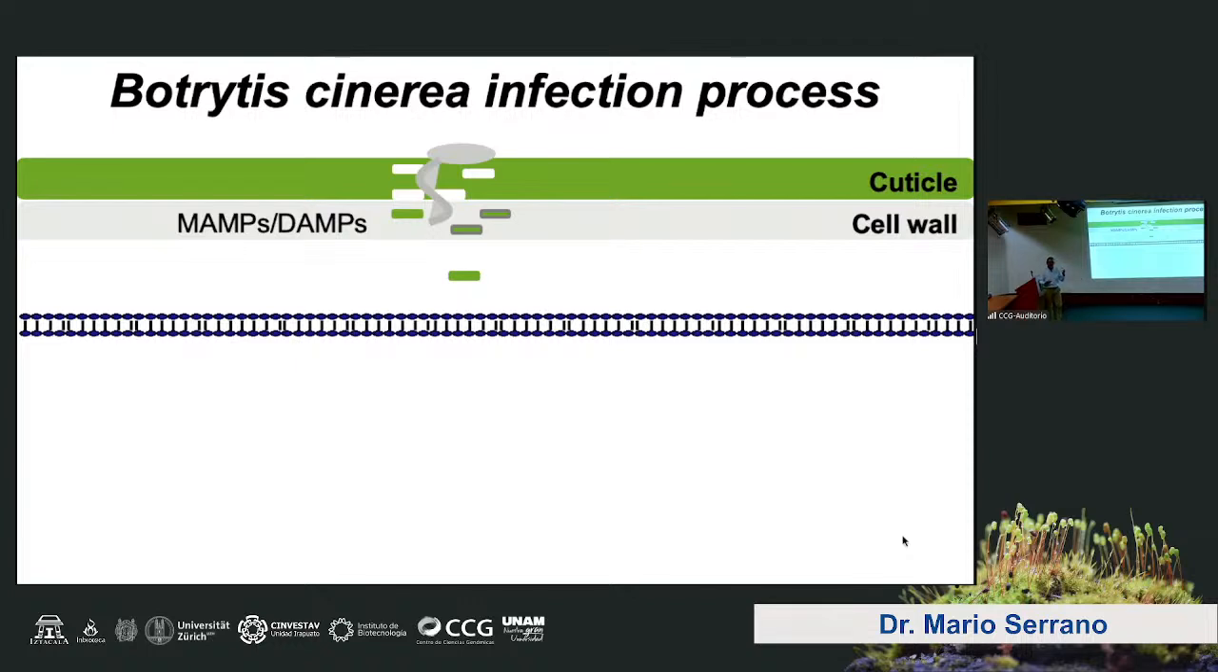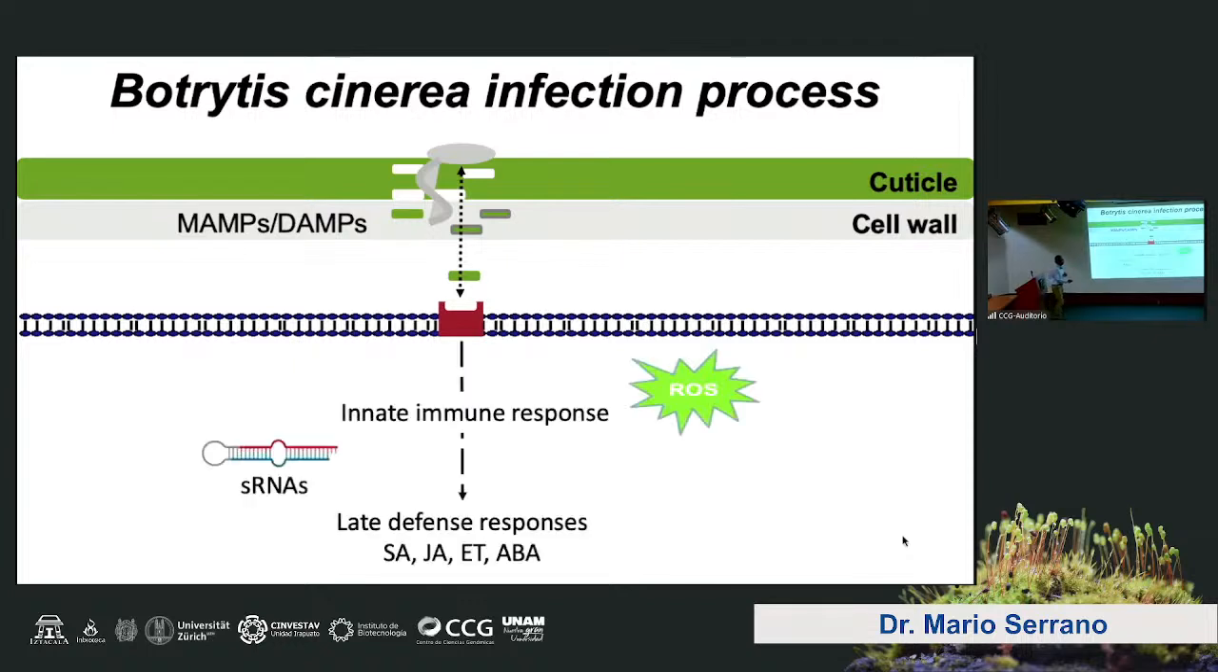Once these molecules are released, the communication with the plant starts, because they are recognized by the plant, but also by the microbe. Once they are recognized by the plant, there is a rapid induction, within seconds, of the innate immune response, including reactive oxygen species and the accumulation of small RNAs. Afterwards, in hours to days, there is the induction of the late defense responses, including the triggering of the signaling cascades dependent on salicylic acid, jasmonic acid, ethylene, and abscisic acid.